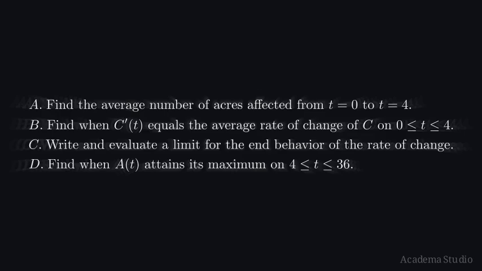Now consider this step. A. Find the average number of acres affected from t equals 0 to t equals 4. B. Find when C prime of t equals the average rate of change of C on 0 less than or equal to t less than or equal to 4. C. Write and evaluate a limit for the end behavior of the rate of change. D. Find when C(t) attains its maximum on 4 less than or equal to t less than or equal to 36.